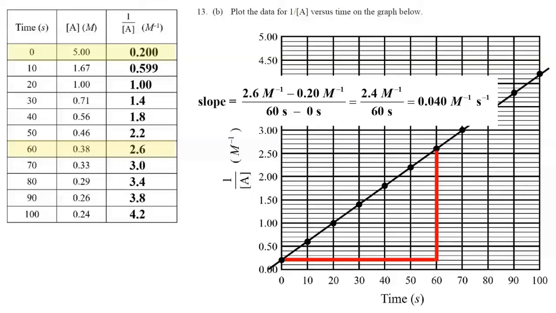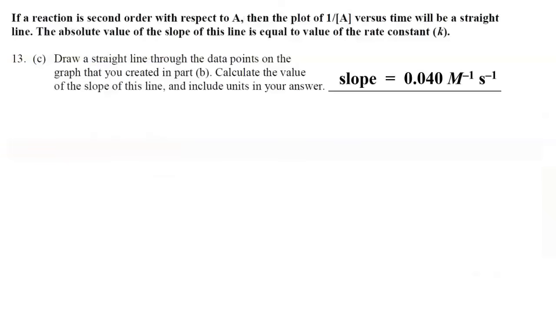2.4 divided by 60 gives me the numerical value of the slope, which is 0.040. Now for the units of my slope, it's going to be inverse molarity times inverse seconds. So the value of the slope is 0.040, and the units are molarity to the -1 times seconds to the -1. Earlier in this packet, in question 12, I talked about first order kinetics. In question 13, I just talked about second order kinetics. Now in question 14, I'm going to talk about zeroth order kinetics.